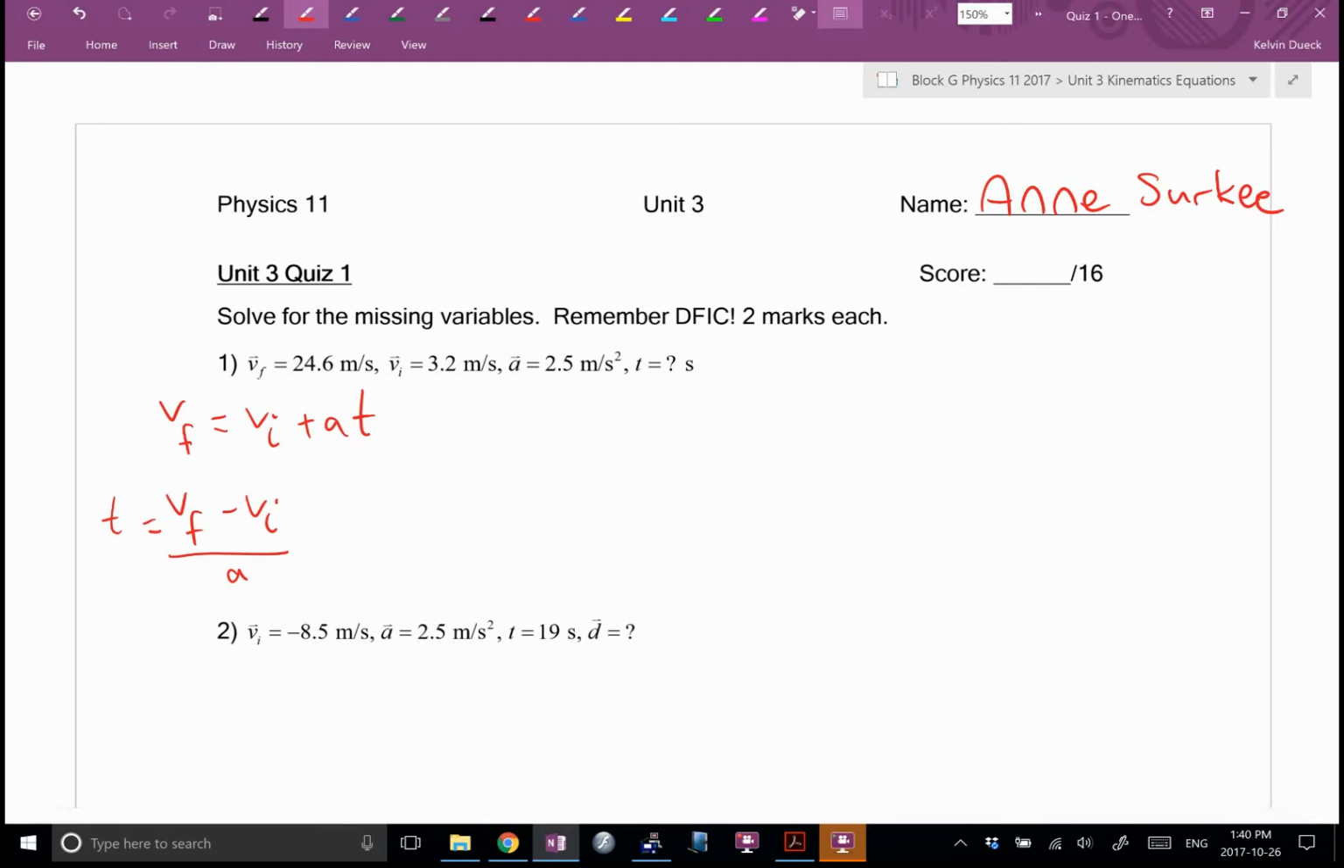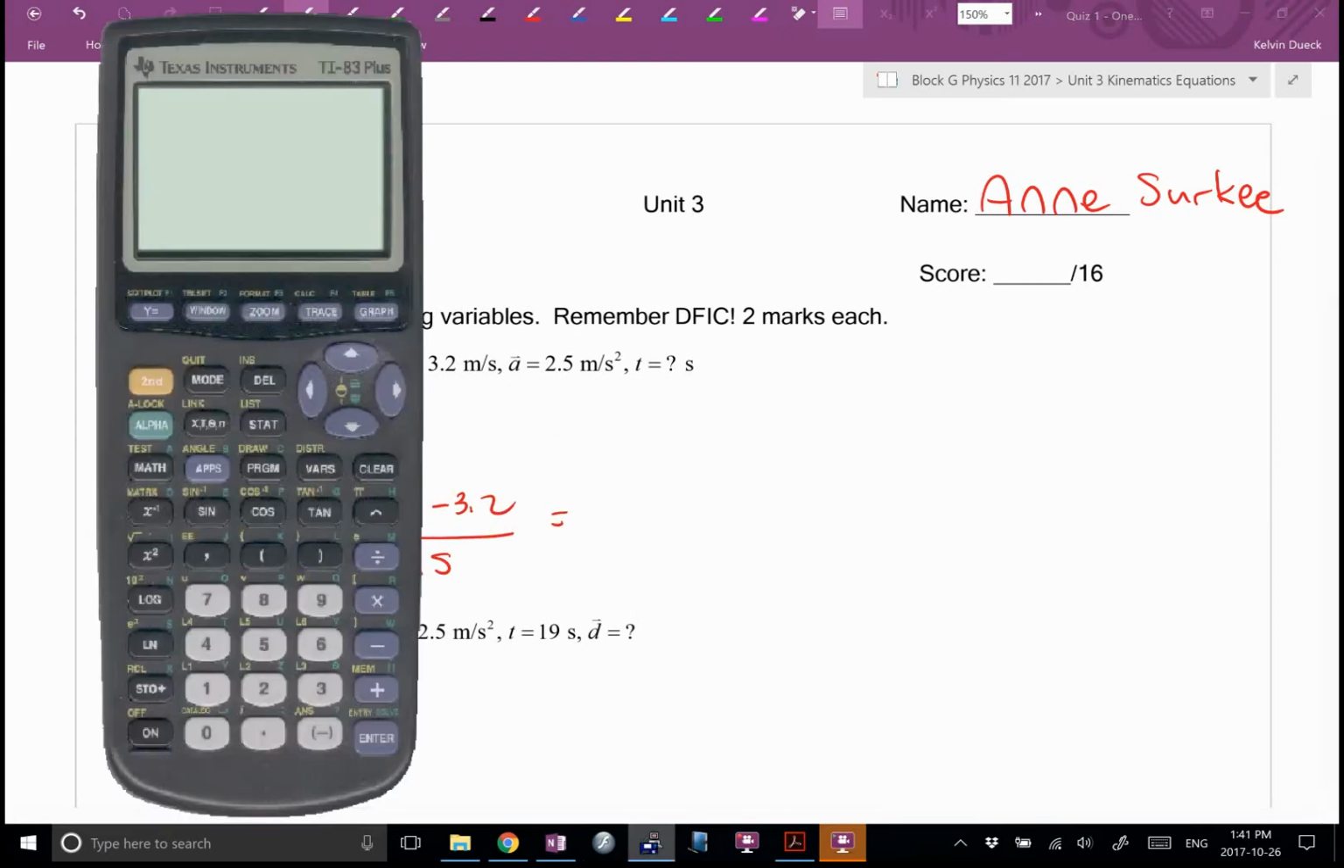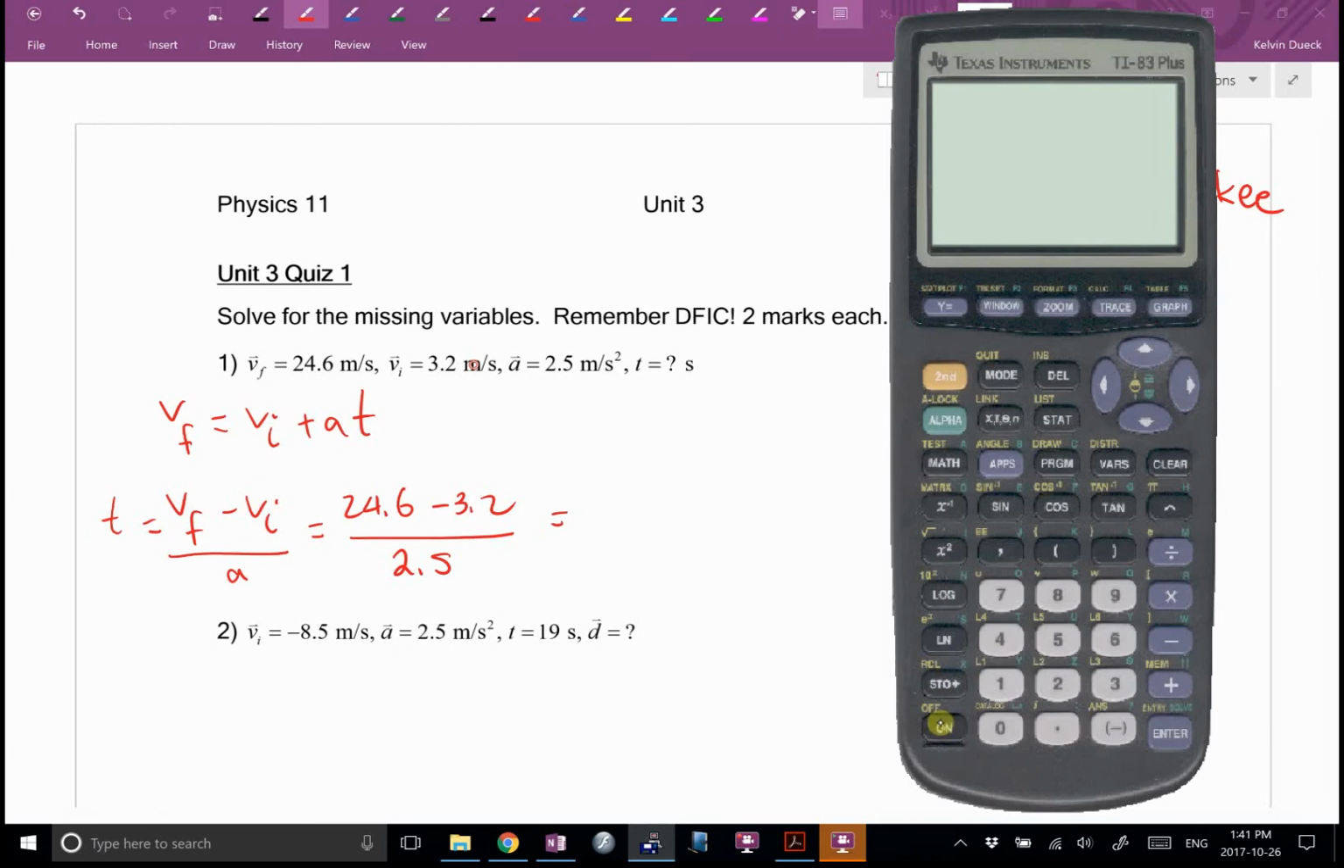You'll see I've learned I'm going to want to write the thing by itself on the left, so I always indent a little bit. I rewrite the equation, and then I put the thing back on the left. What was V final? 24.6. V initial, 3.2. A, 2.5. If this was a word problem, it would have said something like this. A car starts off at 3.2 meters per second. How long will it take to reach 24.6 meters per second if it can only accelerate at 2.5 meters per second squared?